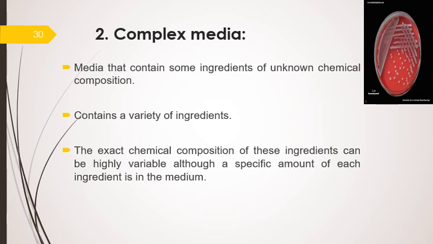Actually, the complex media is the composition of various substances whose chemical composition is unknown, or the derivation of chemical nature is unknown, but the amount has to be fixed for the preparation of specific media. So when we use unknown chemical composition compounds with a specific amount in the recipe for the preparation of media, then we call it complex media.